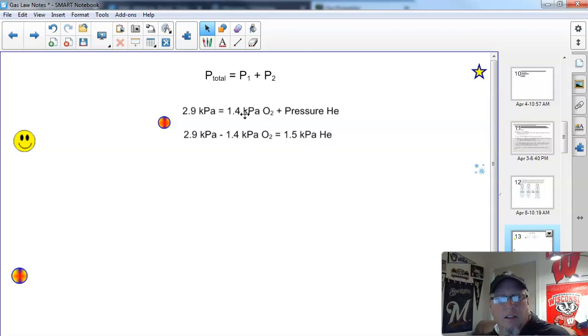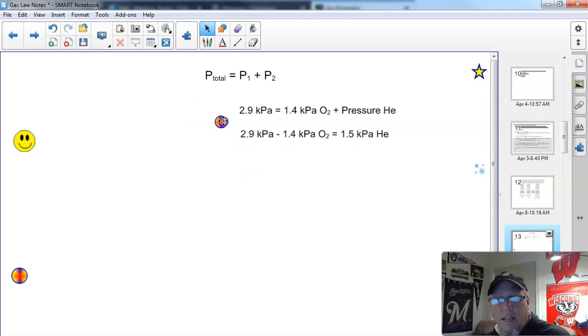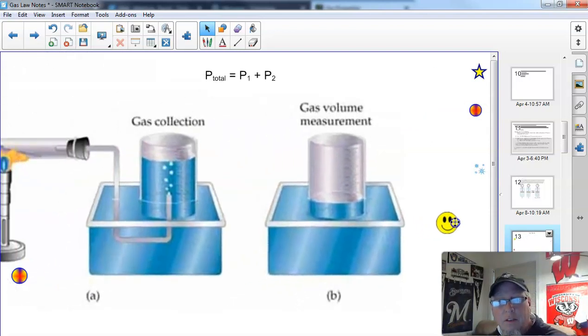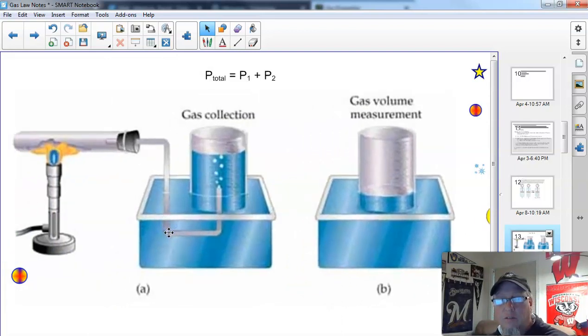This kind of logic is particularly useful if we're collecting gas in a chemistry lab. Typically, when you collect the gas in a lab, you use a technique that's called collecting gas over water. We have done this in chemistry. You took a hose and you put it through a tub of water, and you had a test tube upside down, and you were catching some bubbles in the test tube.